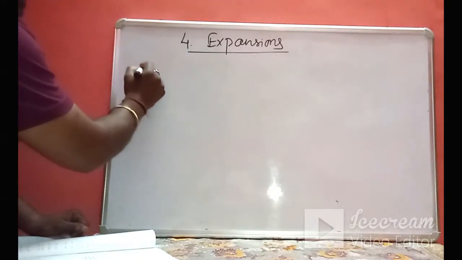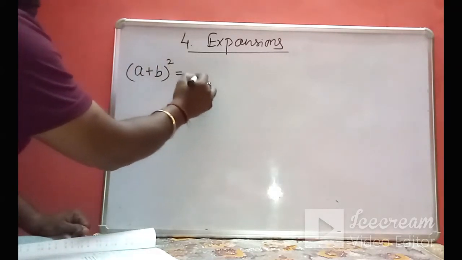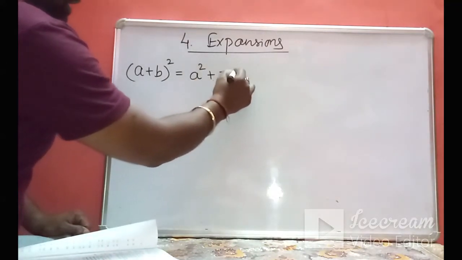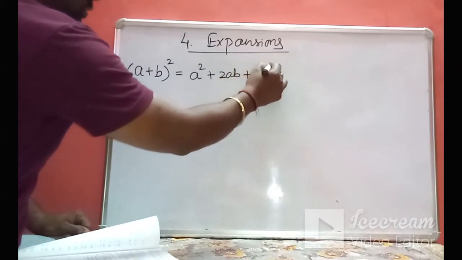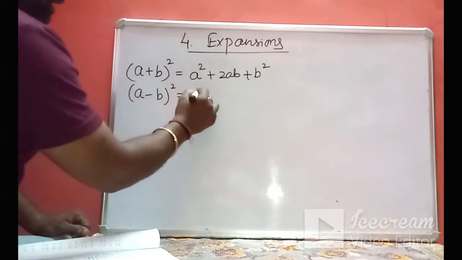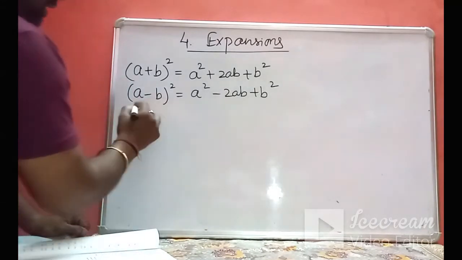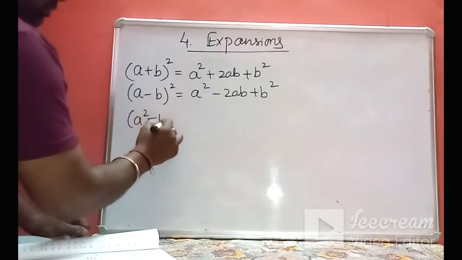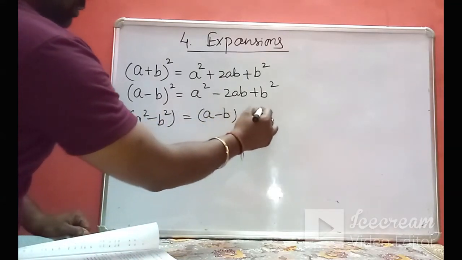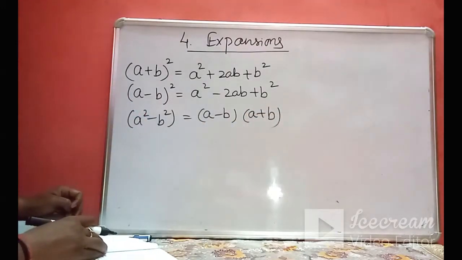So first of all I will start with the familiar expansions, that is (a + b) whole square. So we know that it is a square plus 2ab plus b square. Then (a - b) whole square is a square minus 2ab plus b square, and a square minus b square is (a - b) into (a + b). Okay, so these are the first three expansions that we will study.